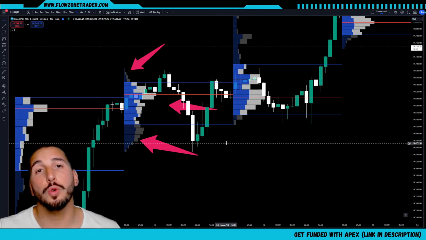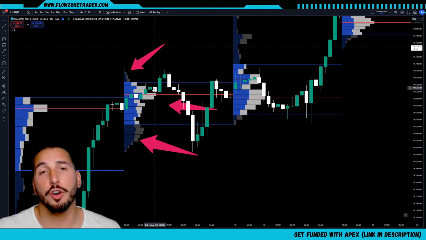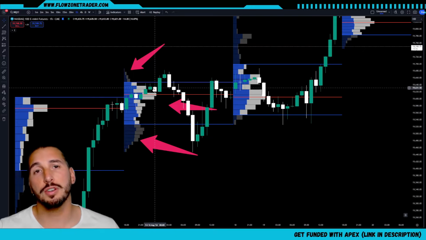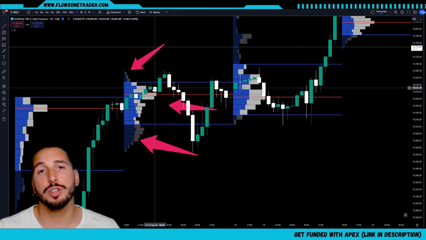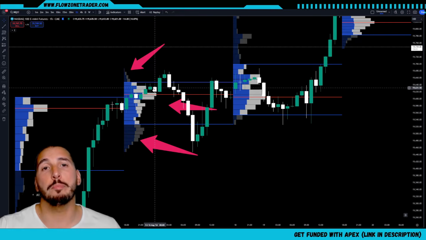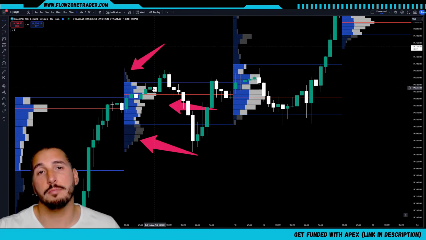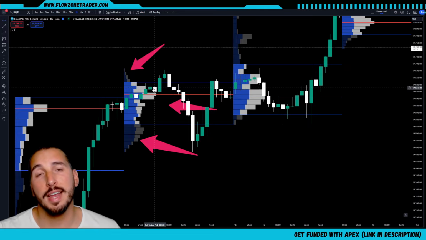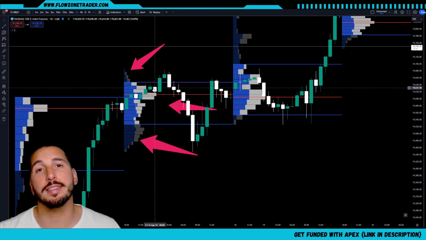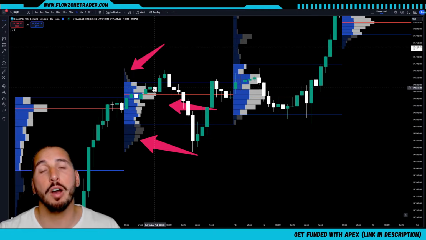The market is always one of those three options. If we just think about auction theory, the market will slowly move up. If buyers feel like the market is too cheap, they will keep bidding it up. If sellers take control and feel like the market is too expensive, they will trade the market down. And if buyers and sellers are in agreement that the market is at good value, it will find consolidation inside an area. That's how the market moves.